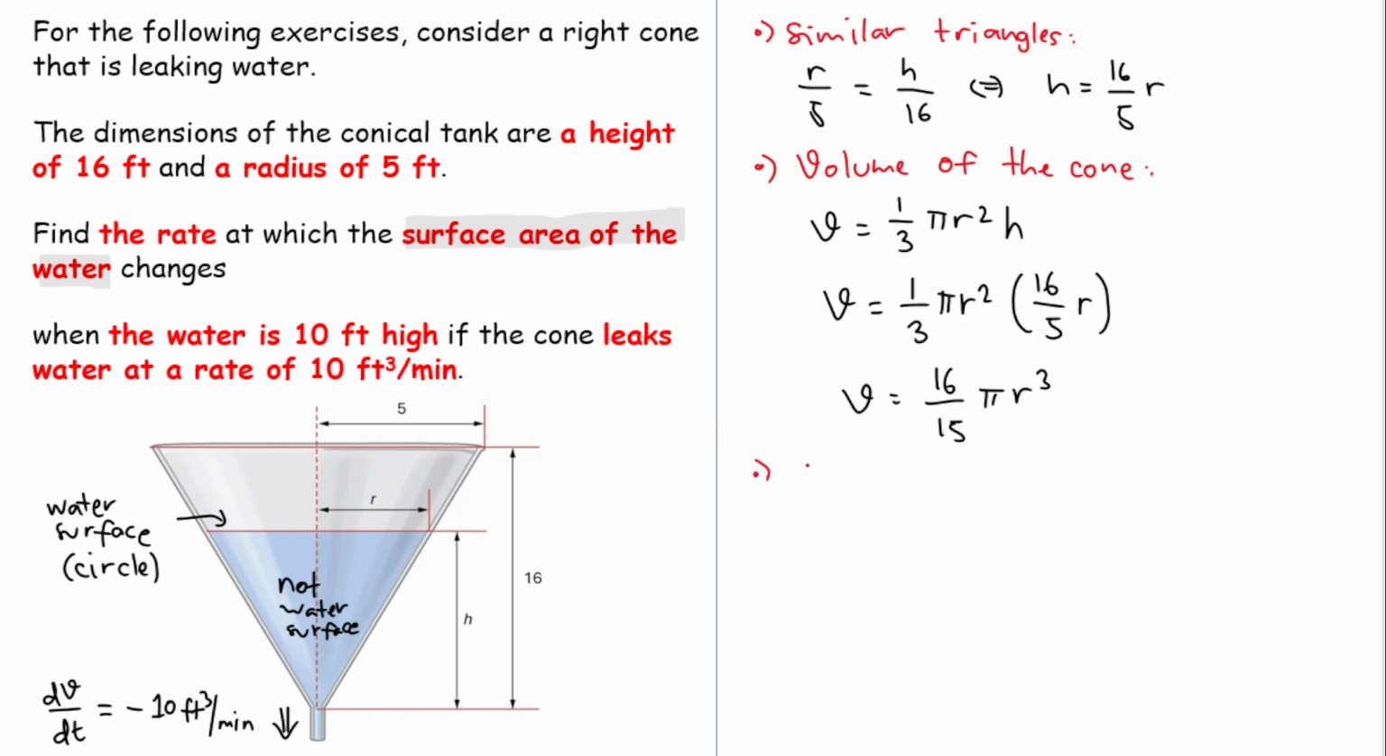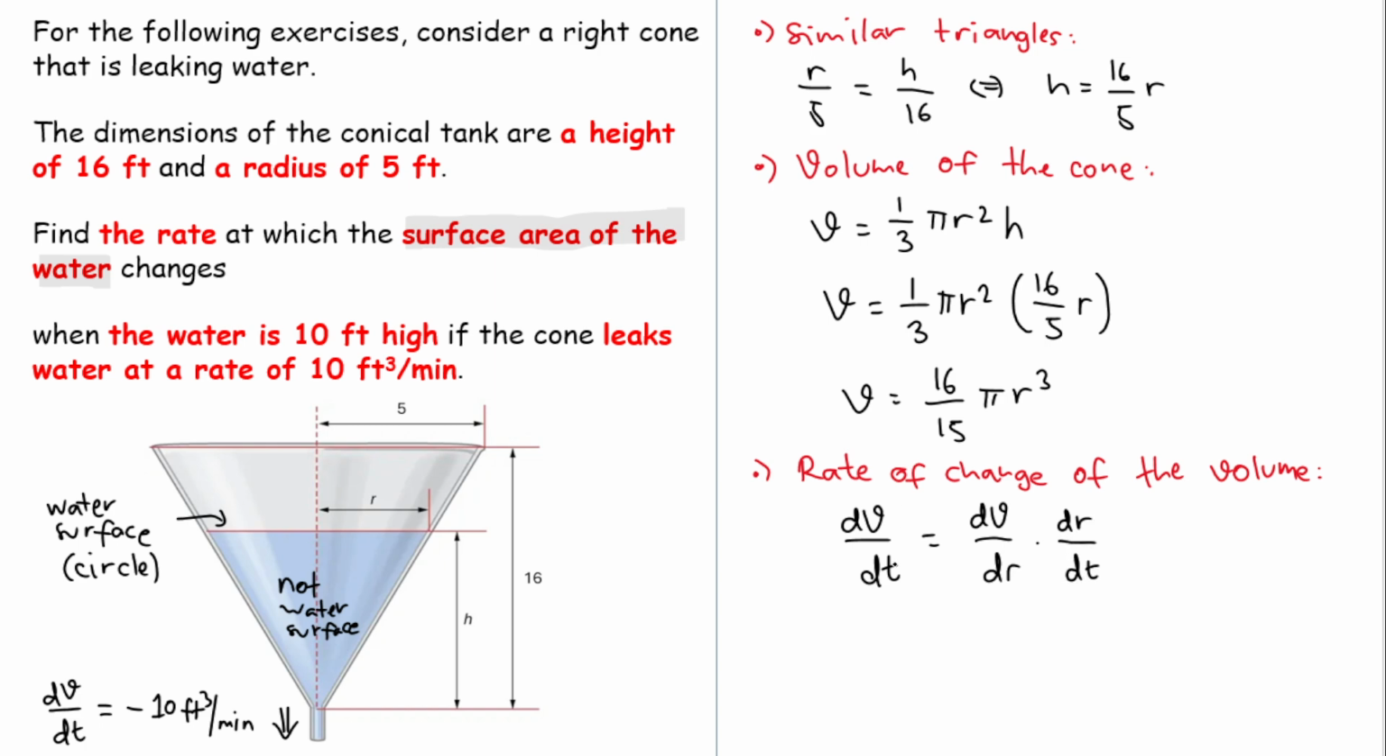So the rate of change of the volume. Okay, what is the rate of change of the volume? It is dV/dt, right? So we will have dV/dt here. And then what else can we get? On the right hand side, we only have r here. So I will have dV/dr, then multiplied by dr/dt.